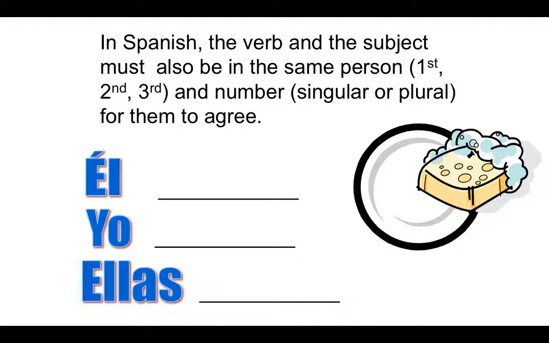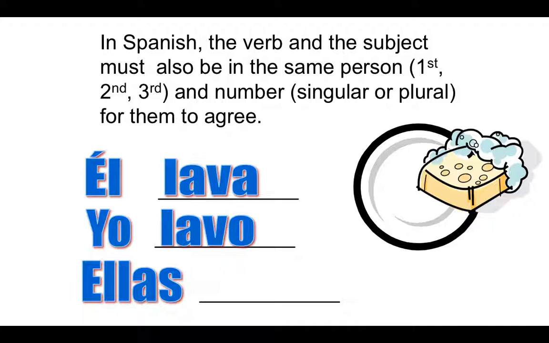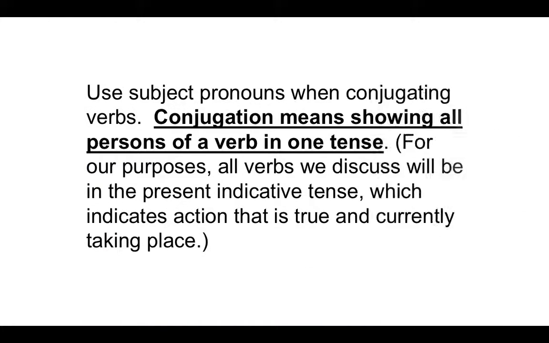Now, in Spanish, the verb and the subject must also be in the same person and number, singular or plural, for them to agree. That's the exact same rule as it is in English, no difference at all. The same pronouns that we had before, now we have them in Spanish. And as you can see, each particular one has its own conjugated form of the verb. That's important. Make sure you understand that chart so that you can link the conjugation to it when it's time.